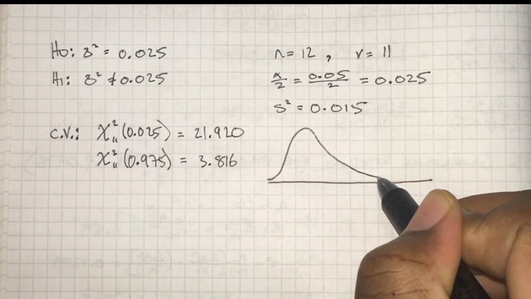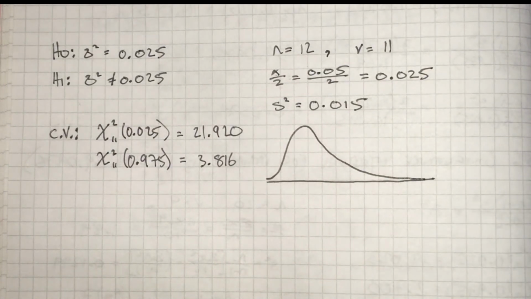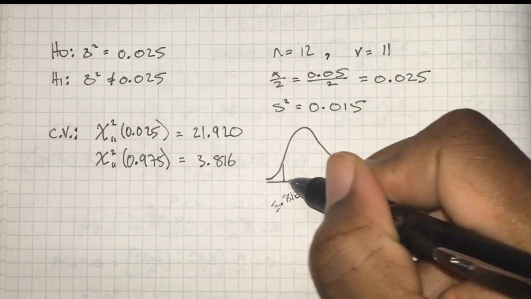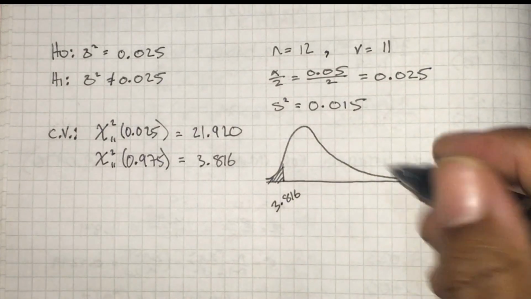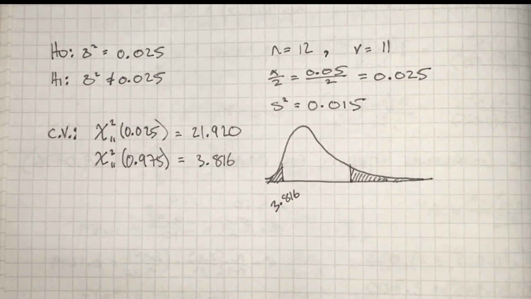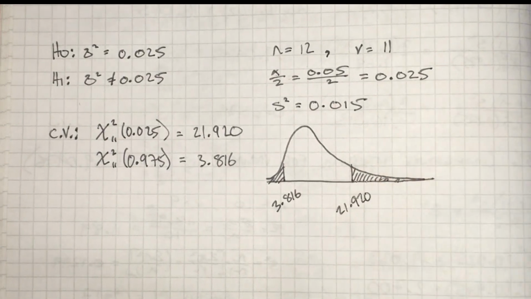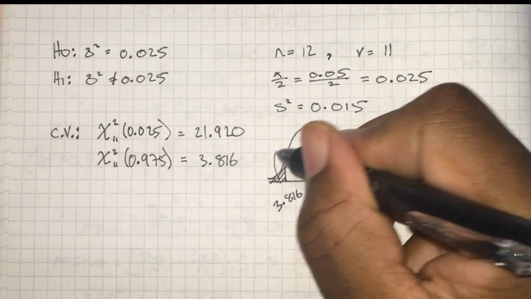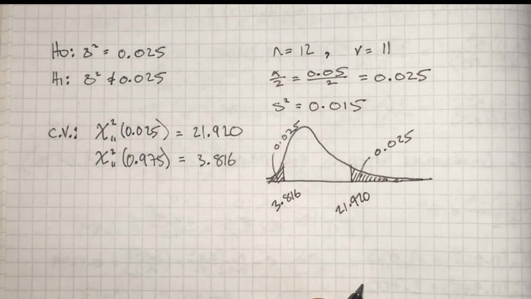Okay, so let's just quickly get that onto a diagram. And we know if our calculated test statistic is in that critical region, in the shaded region, we're going to reject H0. If it's in between 3.816 and 21.92, then we're actually happy to accept H0. So is it in the rejection region or the acceptance region? Okay, let's calculate our statistic.